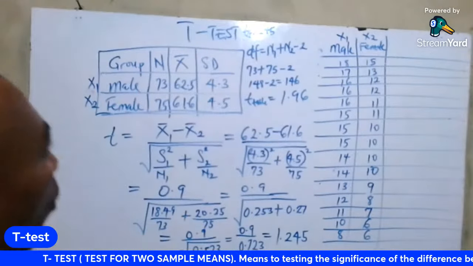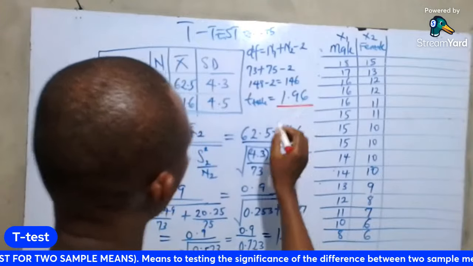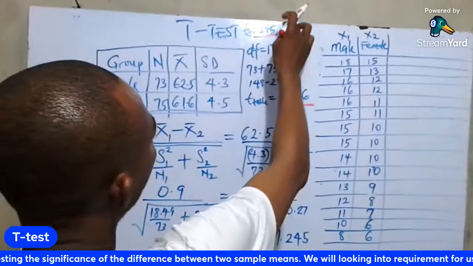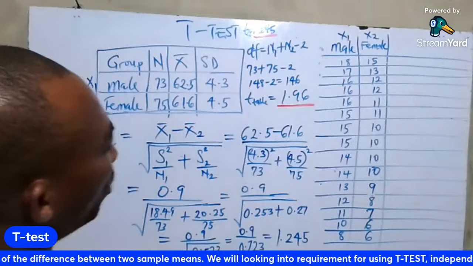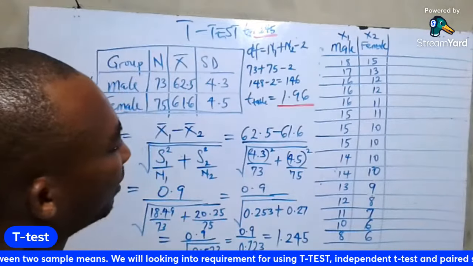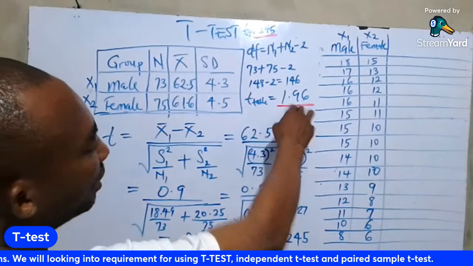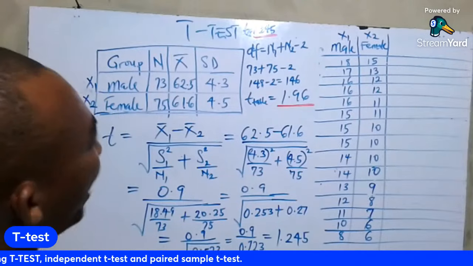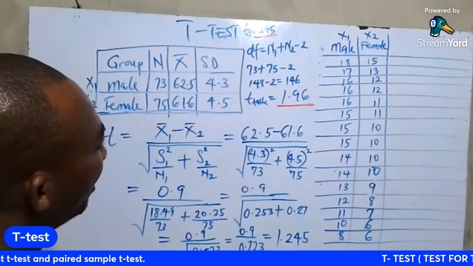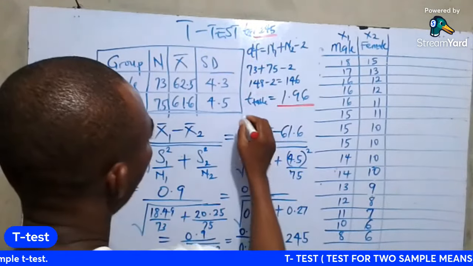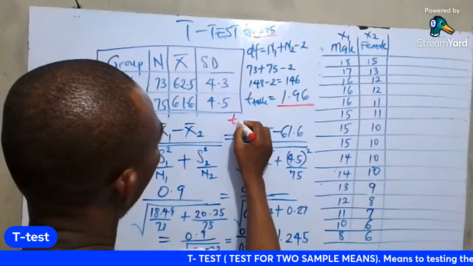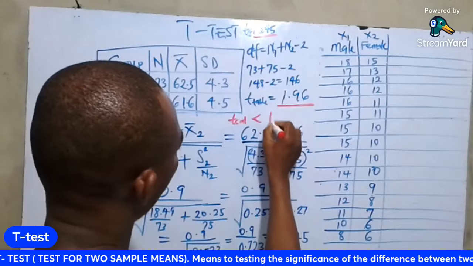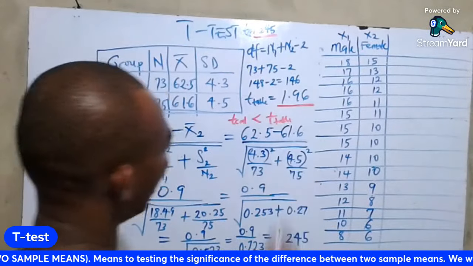Okay, so when you look at this, this is what we check on the table. This is what we got when we did the calculation. Between 1.245 and 1.96, which one is the biggest? Fine, you said this is the biggest. That is 1.96 is the biggest. So that means our T calculated is lesser than what we check on the T table.